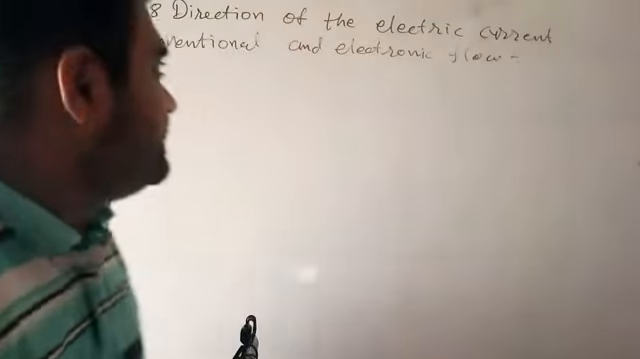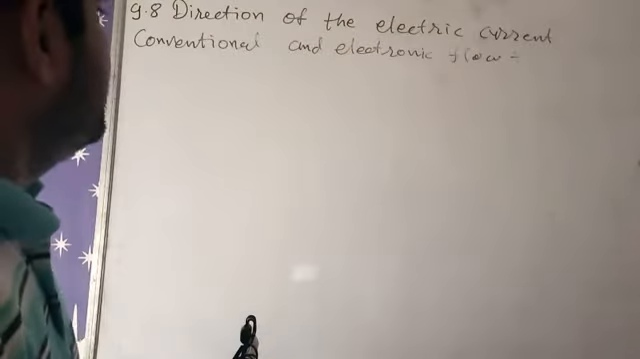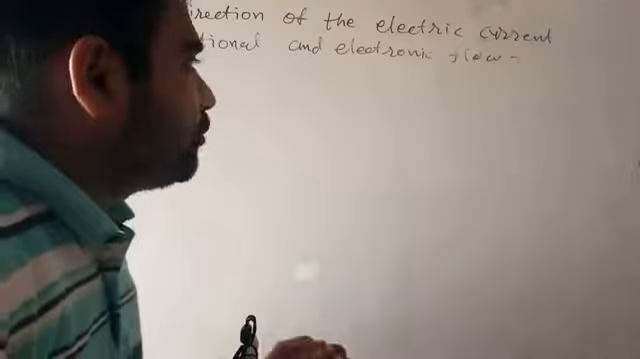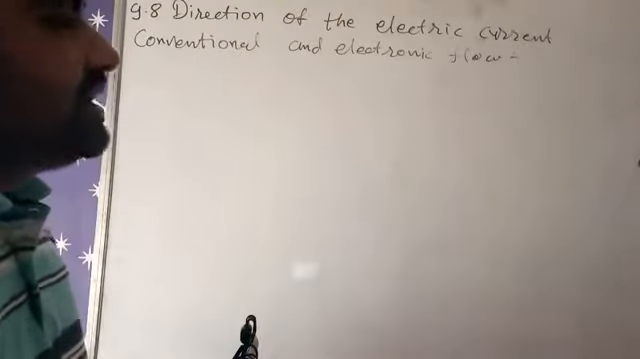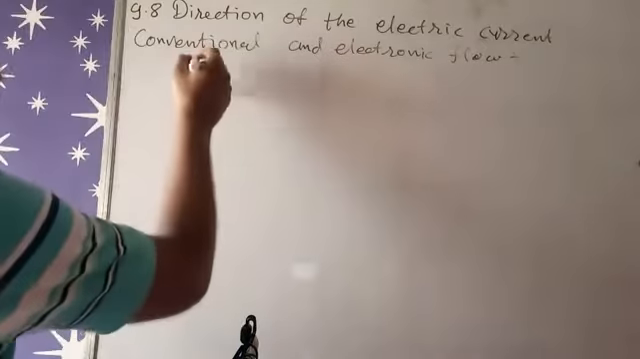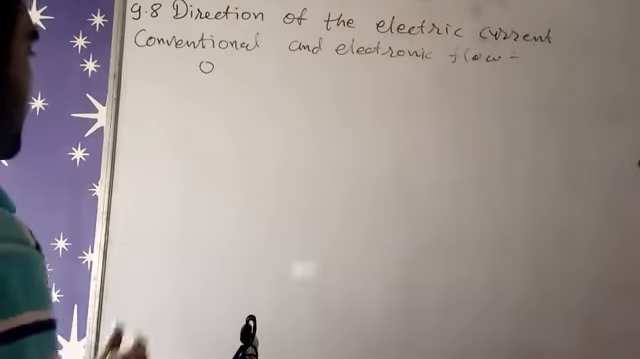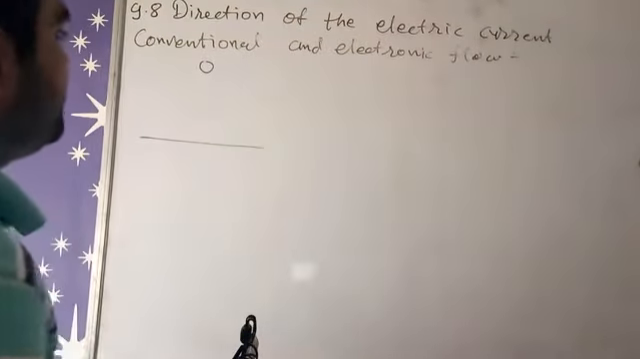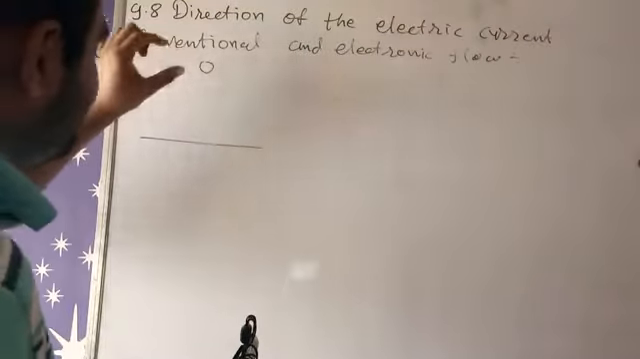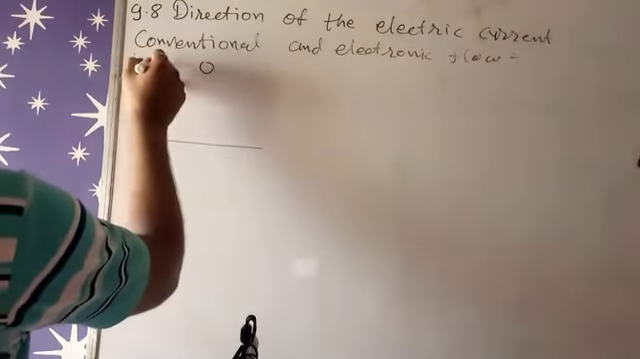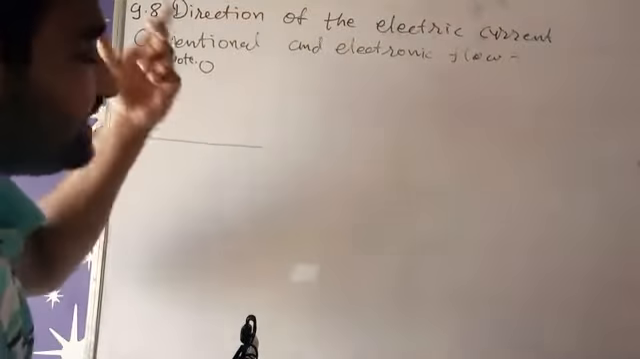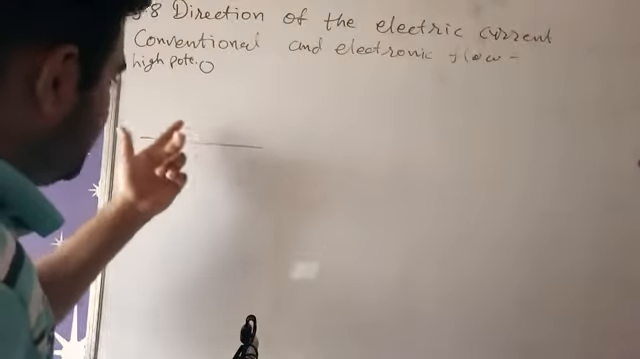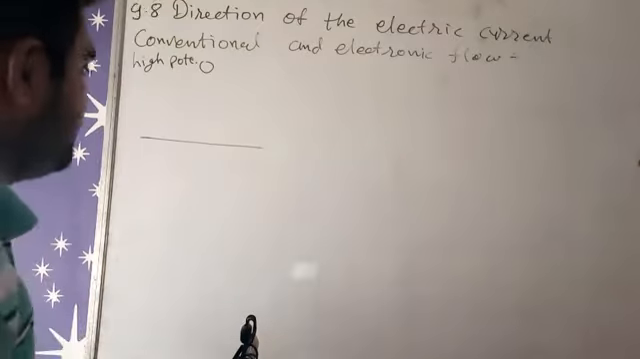So today's topic is direction of the electric current, conventional and electronic flow. Some examples are given here. For example, if any object is at some height, and this is the earth surface, that object, due to its height, is at high potential. Because of its height, its potential energy is higher than the object which is here, right?